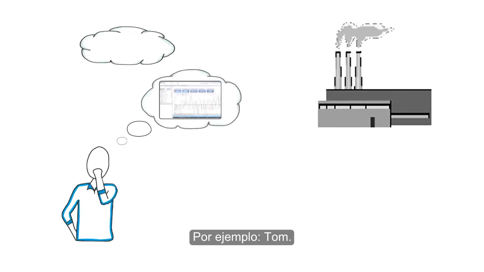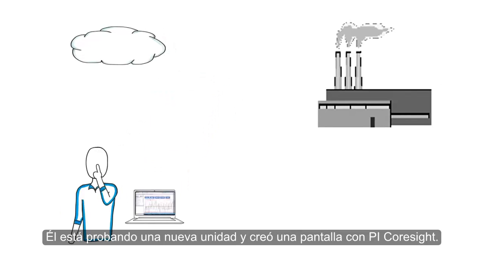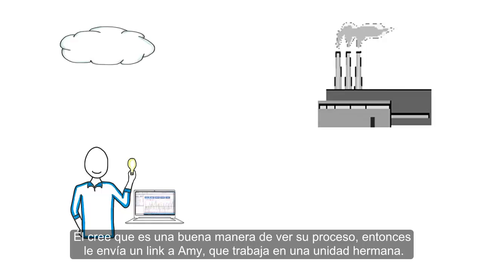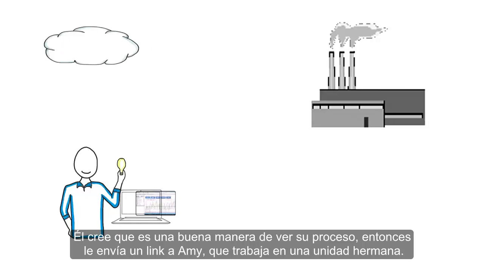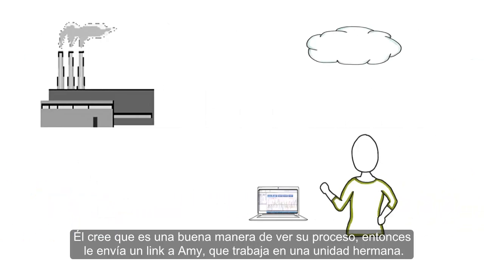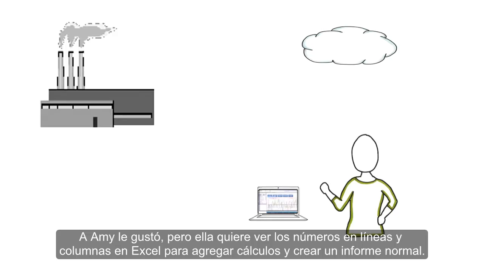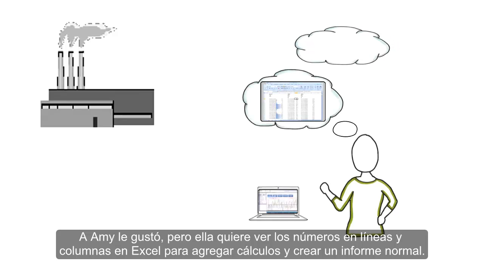For example, here's Tom. He's commissioning a new unit, and he creates a display with Pi CoreSight. He thinks it's a great way to watch his process, so he sends the link to Amy, who works in a sister unit. Amy likes it, but she wants to see the numbers in rows and columns in Excel so she can add calculations and make it a regular report.